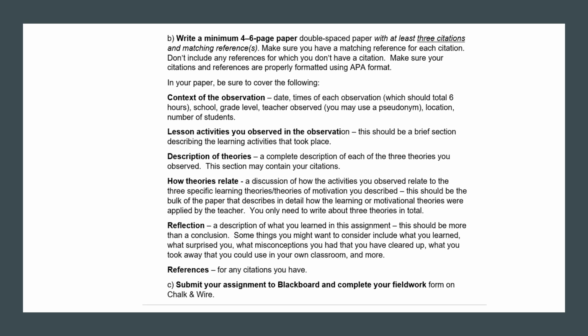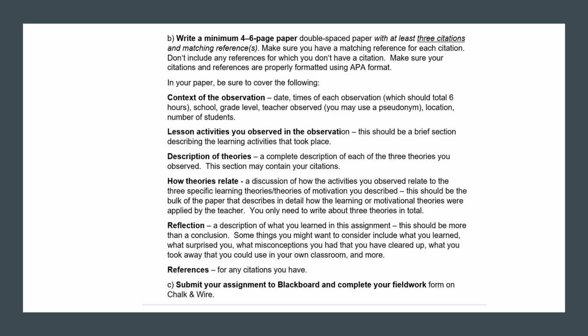A description of the 3 theories. So this is where you're going to describe each of the theories. For example, if you're talking about Piaget's theory of cognitive development, you'll describe what Piaget thought about how learning occurs, and perhaps a little bit about each of the 6 stages. This is a good place to contain your 3 citations. One of your citations can be the textbook, and then you'll need to go find 2 other citations.